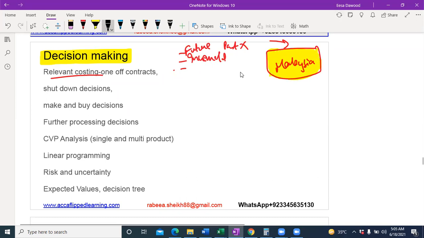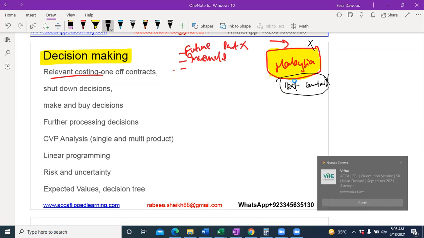For example, I'm paying rent for my apartment. It's a committed cost. It's an irrelevant cost. When I'm costing what would be the cost for the trip to Malaysia, even if I don't go there, that cost won't be saved.